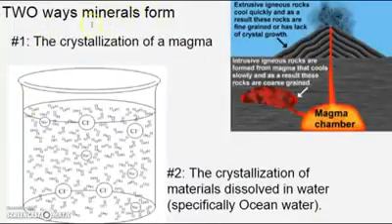So there are 2 ways in which minerals form. The first is the crystallization of a magma. Here you can see that rocks that form on the surface are going to be similar but yet slightly different than the rocks that form deep within the Earth itself. A second way in which minerals form is through the crystallization of materials that are dissolved in water.